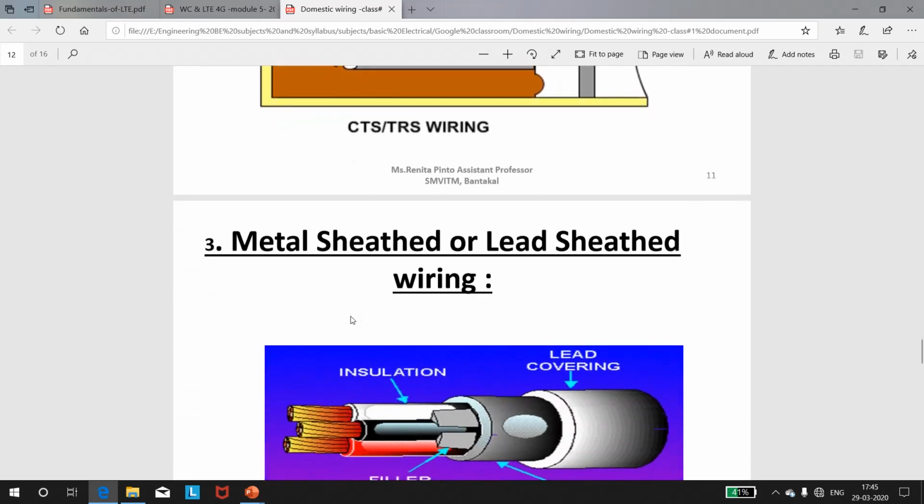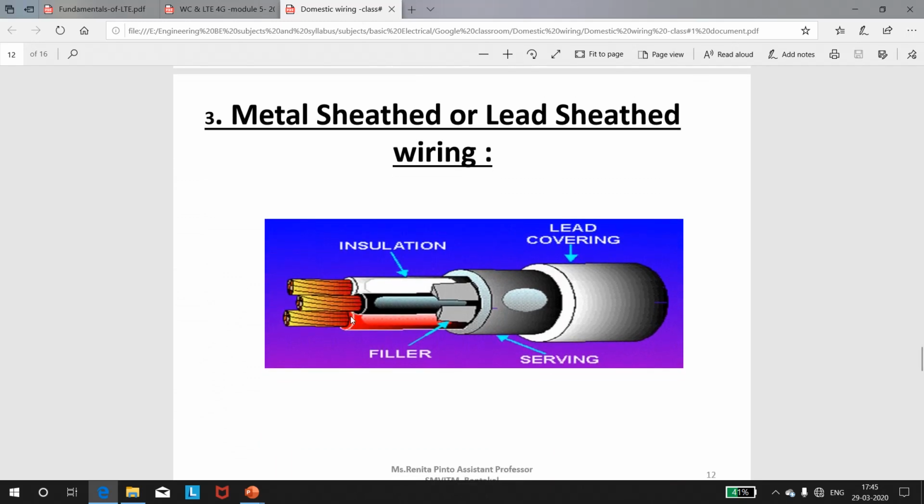The next type of wiring is the metal sheet or lead sheet wiring. Here, the conductors are individually insulated and covered with a common outer lead aluminium alloy sheath. You can see the different conductors individually insulated. The sheath protects the cable against dampness and mechanical damage. The sheath is earthed at every position to provide a path to ground for the leakage current. They are fixed by means of metal clips on wooden battens. This type of wiring system is very expensive.